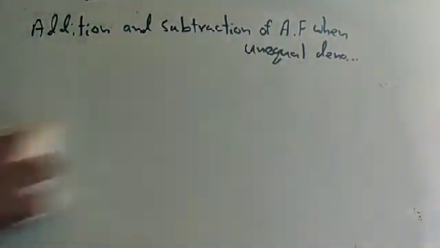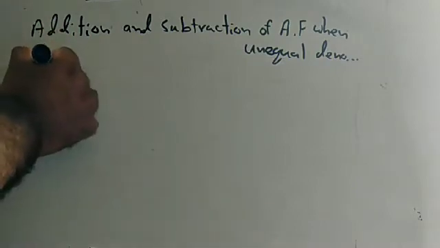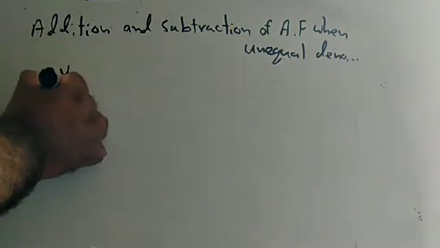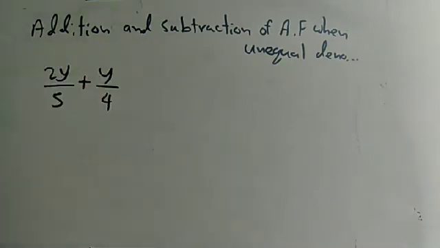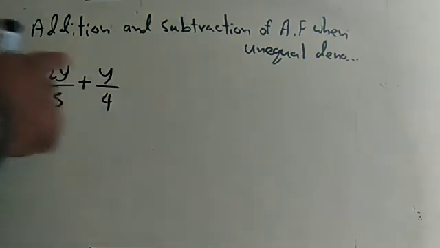Unequal denominators. Right? Unequal denominators. Then another one: 2y upon 5 plus y upon 4. Here, can you see unequal denominators? These are unequal denominators, 5 and 4.